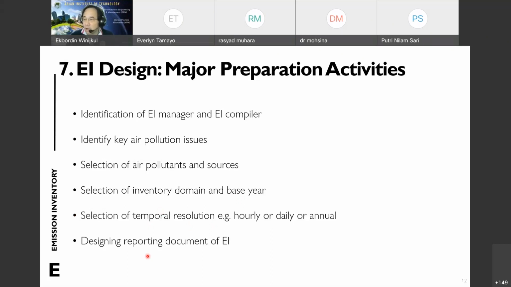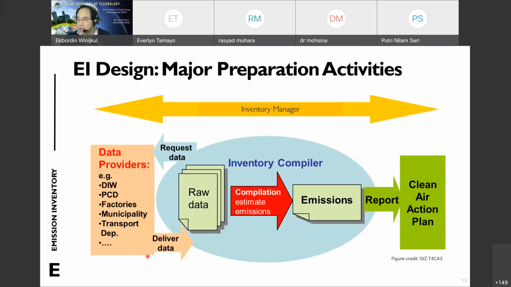It can be a document that you submit to some organization, or maybe you need to put this information on a website, or maybe you need to disseminate this information to the public and so on. So this is the information that I explained in the previous slide relating to the activities when we prepare the emission inventory.